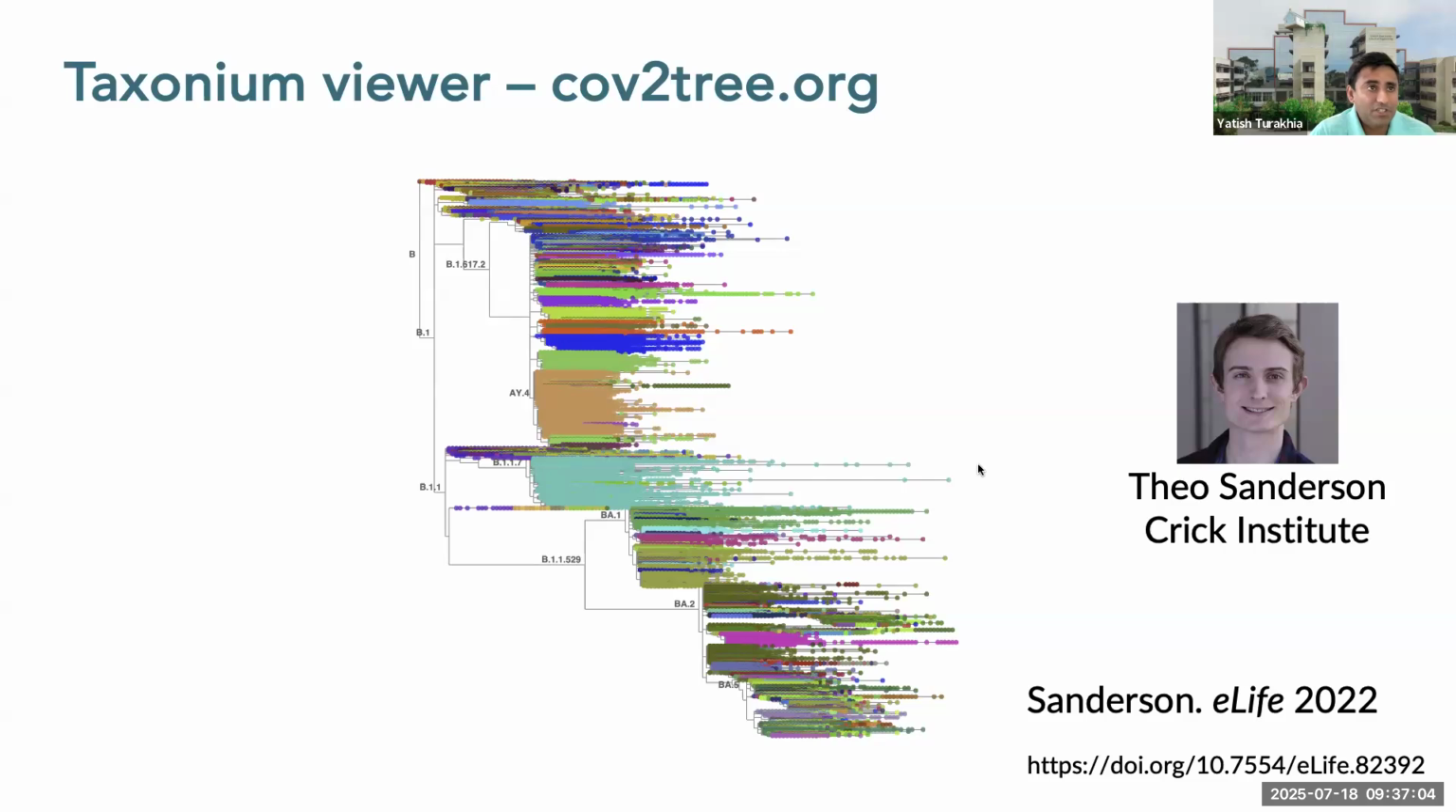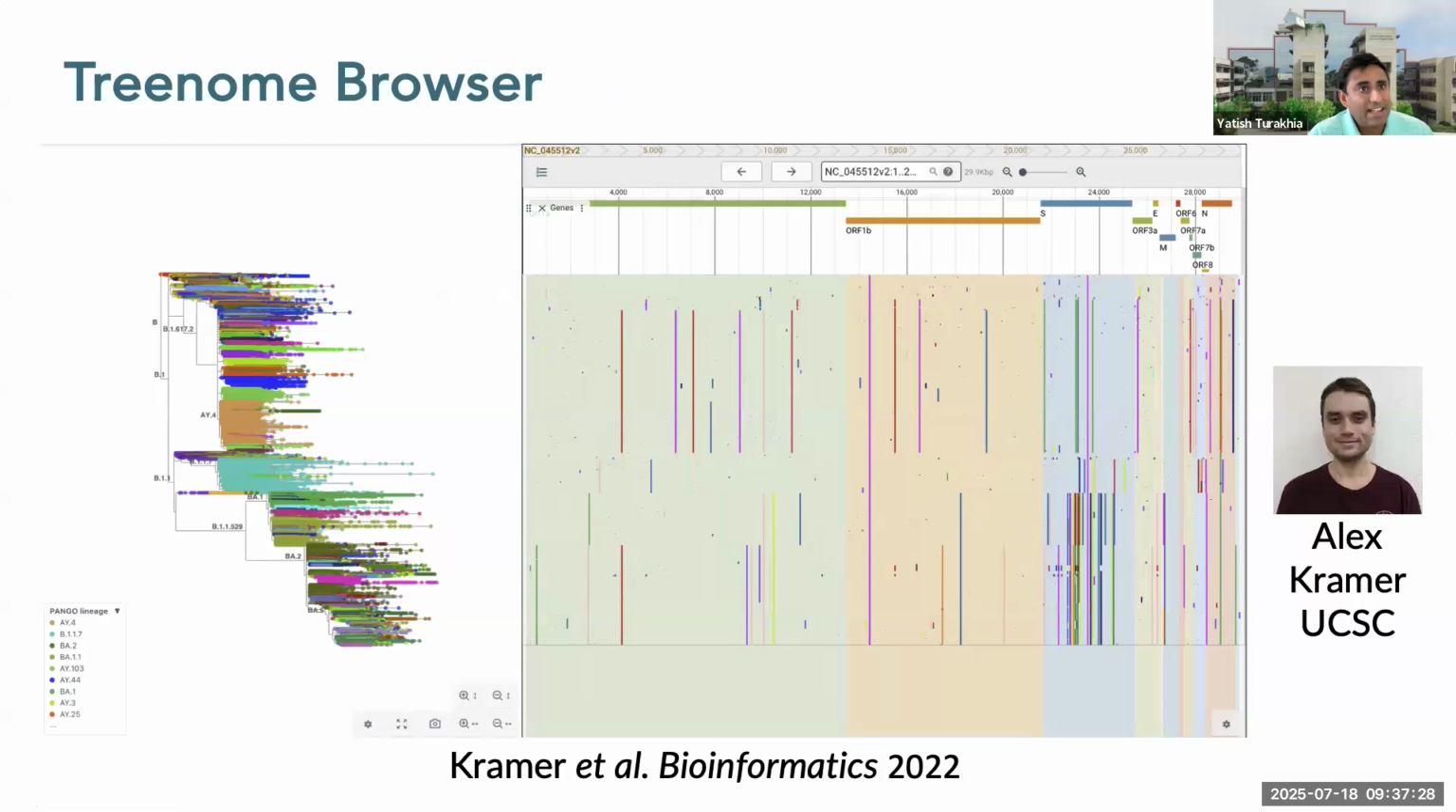And a researcher at the Crick Institute, Theo Sanderson, developed this web interface, which I feel is very inspiring work, where you can not just visualize the tree, but also interact with it in real time to study how the different strains have emerged and how the virus has been evolving pretty much in real time. And then Alex Kramer at UC Santa Cruz extended that particular web interface to not just view the tree, but also view the genotype.